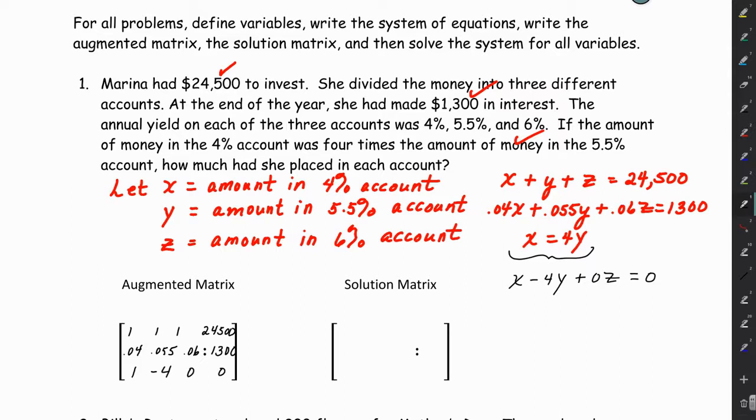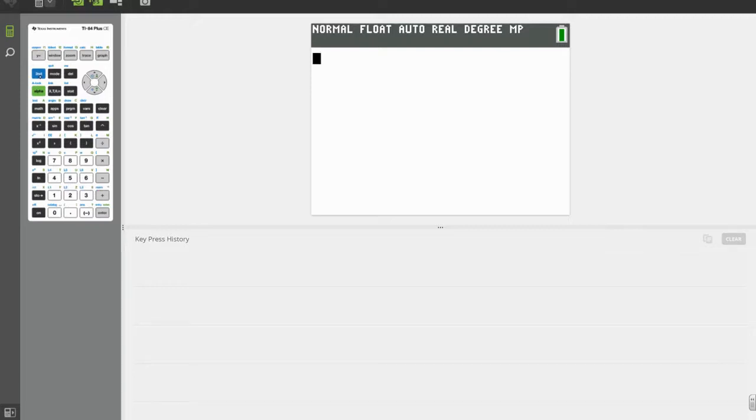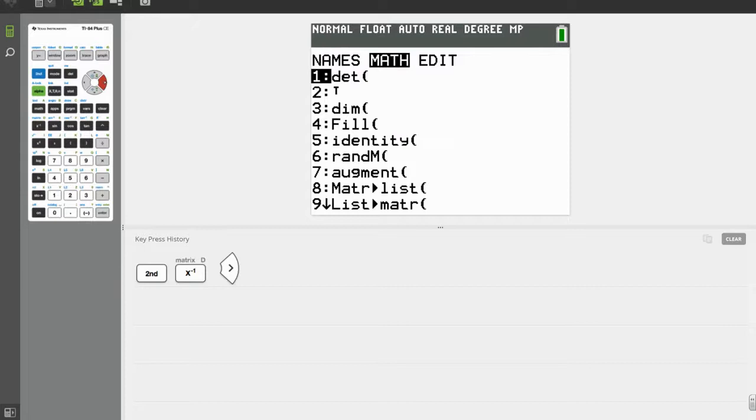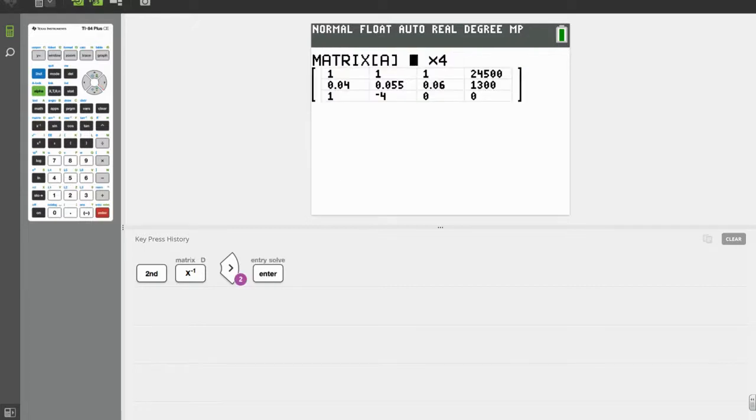All right, now we're going to put that into our calculator and write down the solution matrix. We're going to go to second inverse. We're going to go over to edit, hit enter. It's a 3 by 4 matrix. I already have that set up. And then you're going to enter in your augmented matrix. And I've already done that here.